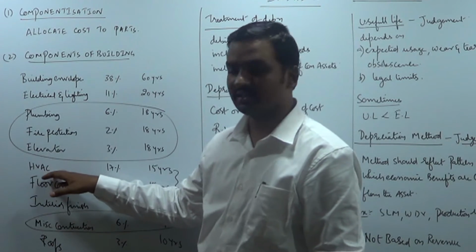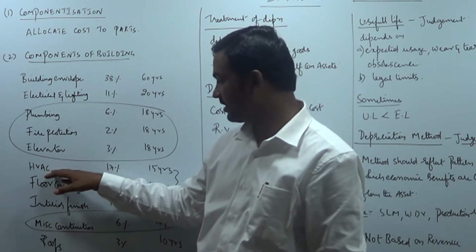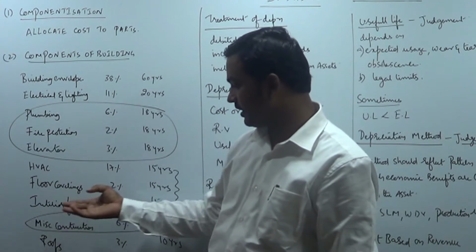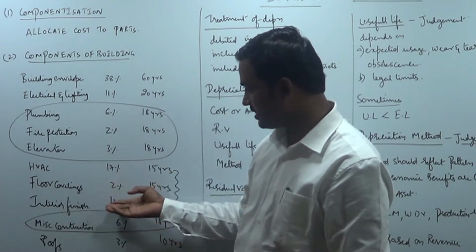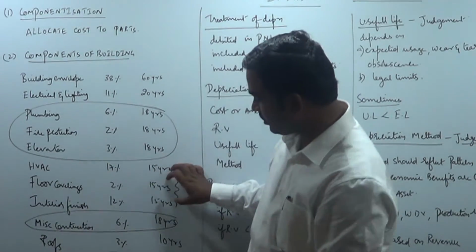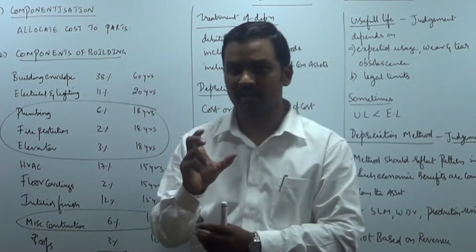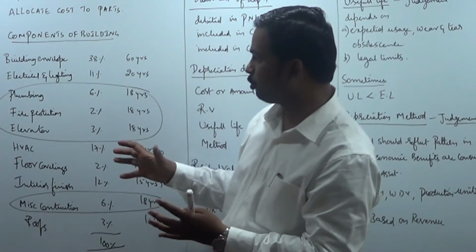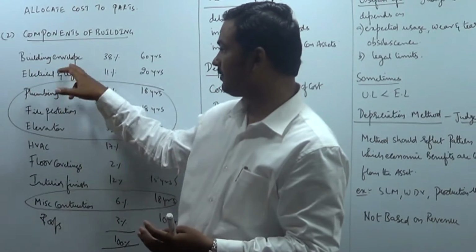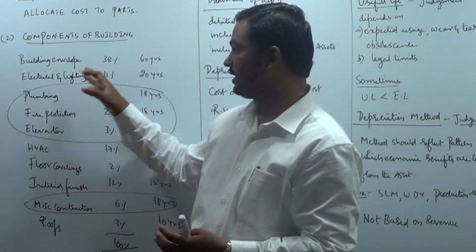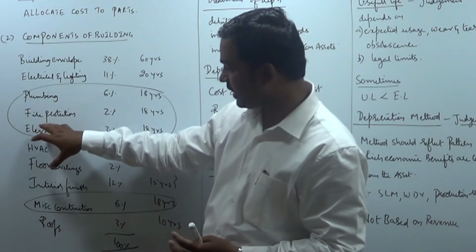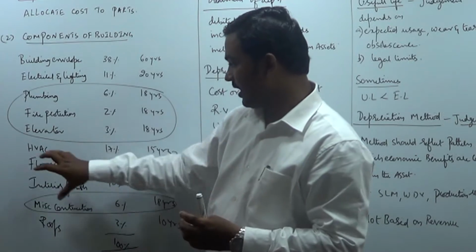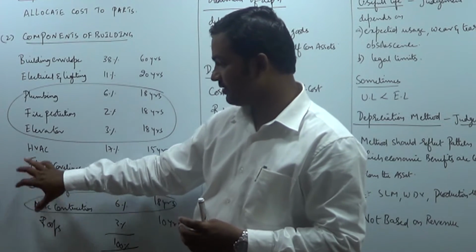Then HVAC is nothing but heating, ventilation, air conditioning. 17% of the total cost, life is 15 years. Floor coverings, interior finish and design, these are again significant parts with similar useful life. They can be grouped under one group. So what we are going to do is we can divide the building into 4 groups. We can say building envelope, an asset, electrical lighting equipment, an asset, plumbing, fire protection, elevator, miscellaneous construction would be another significant part. HVAC, floor covering, interior design would be another part.